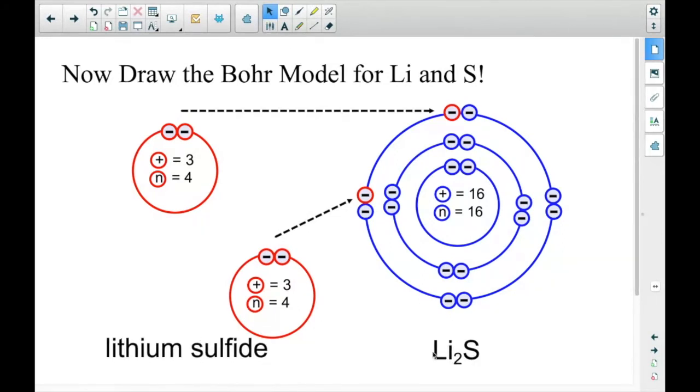Why do we need 2 Li's and 1 S? Well, because the sulfur had 6 in the valence shell, and the lithium had 1 in the valence shell, and so you needed 2 lithiums to make the sulfur happy.